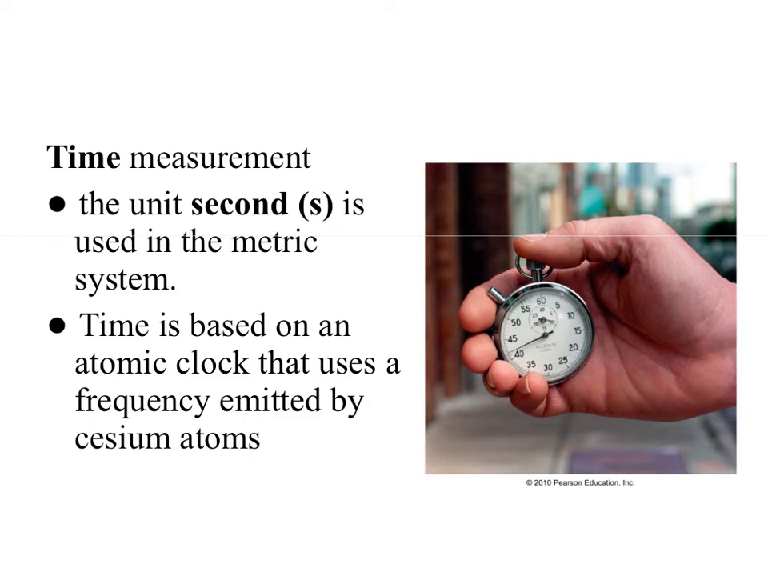Time. Time is another measurement you'll be taking in the laboratory. The unit of second. Hey, we know that. We use seconds. Oh, well, that's one less unit to have to worry about since we're familiar with it. The unit of second is used in the metric system. Time, though, is based on an atomic clock that uses frequency emitted by cesium atoms. All right, you don't really honestly have to worry about that. But there is an atomic clock. Are you familiar with that? Yeah. Okay, maybe not, but it's okay. We're going to measure time in seconds, sometimes maybe minutes in the lab in this class.